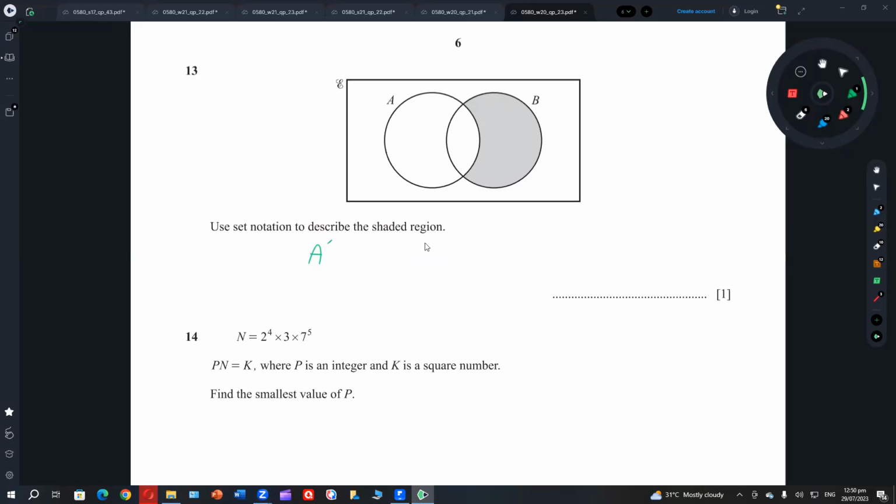And then what of A prime? After you excluded A, what have you shaded only? Union B? No, if you unite, A will come back, but A is not shaded. So you have only shaded B. So A prime intersection B. Why am I taking intersection B? Because the only part which is shaded is B. A prime means leave A, and intersection B means shade the area outside A which is common with B.